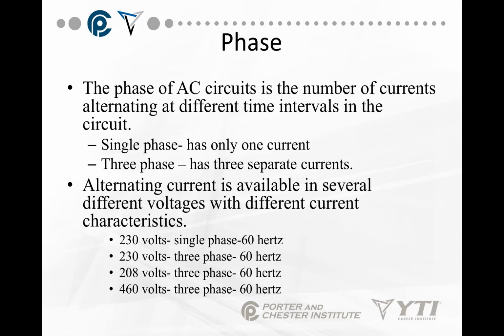The phase of AC circuits is the number of currents alternating at different time intervals in the circuit. Single phase has only one current, like the picture that I showed you of the sine wave. Three-phase current has three separate currents. Alternating current is available in several voltages, all with different current characteristics. You have 230-volt single-phase 60 hertz, 230-volt three-phase 60 hertz, 208-volt three-phase 60 hertz, and 460-volt three-phase 60 hertz. Notice the single phase really drops out after the 230 volts.